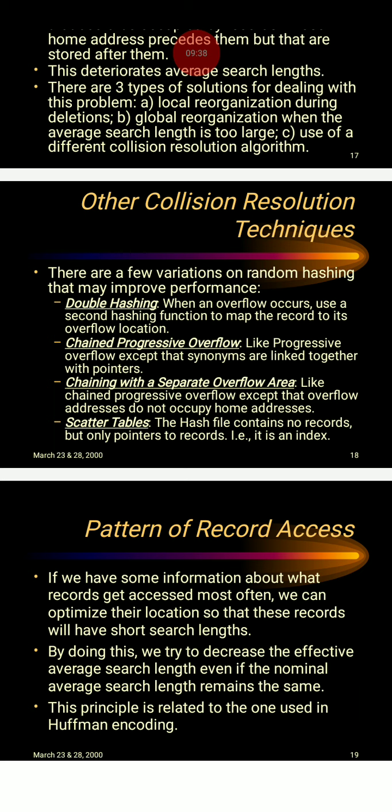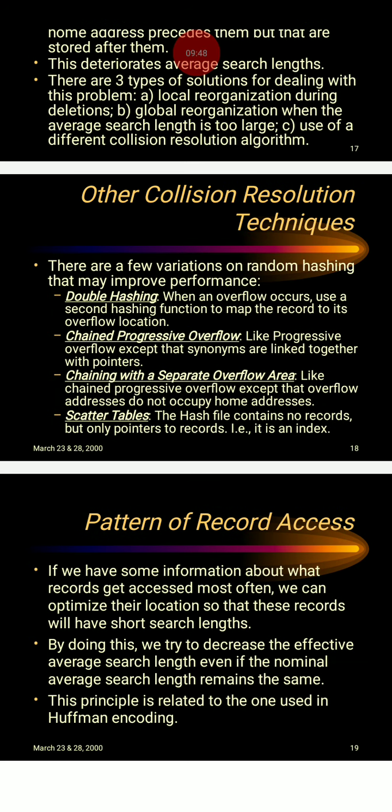Chain progressive overflow: when you divide the key by a prime number, it generates the address space. If that address space is occupied, then we search for where the next free address is, and that location is linked with a pointer, hence its name is chain progressive overflow. Next one is chaining with a separate overflow area.